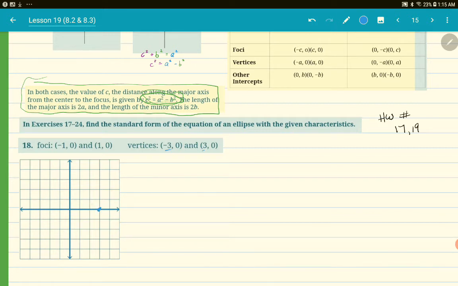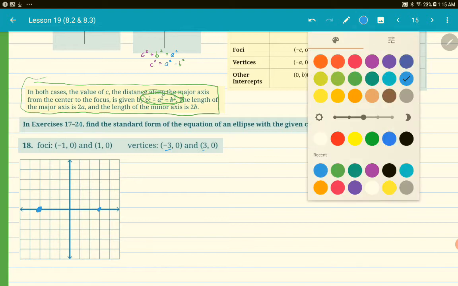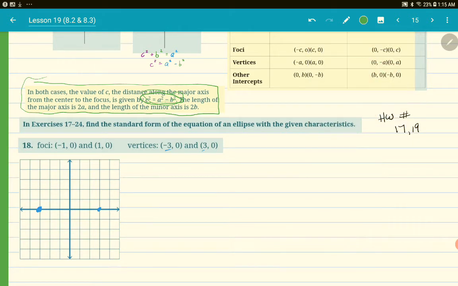So I know that axis, I don't know if it's major or minor, but then I look at the foci, which I'll do in green. My foci are at x equal to 1 and negative 1, and the y is 0. So that must mean that my x direction, my horizontal direction, is going to be my major axis. So my major axis is here.